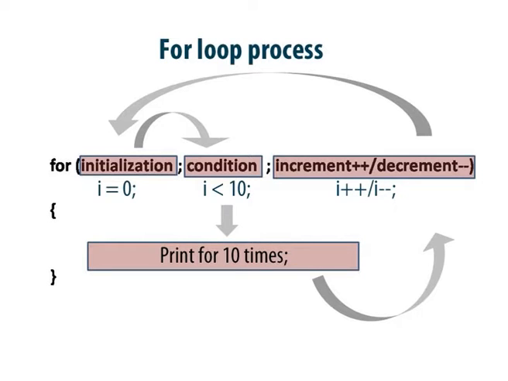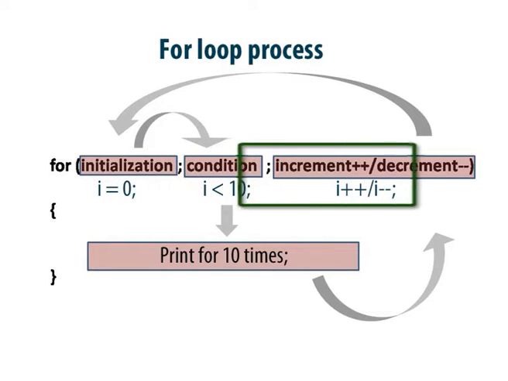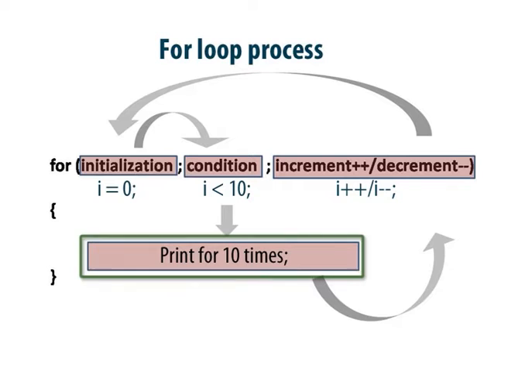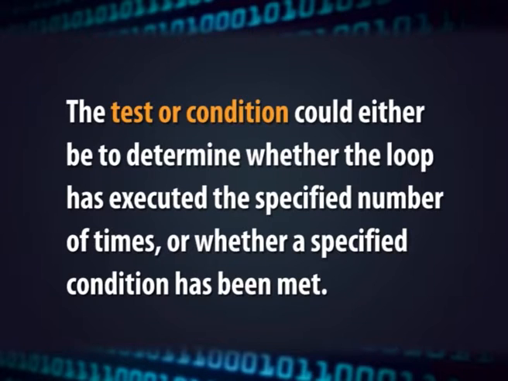The loop process in general includes: first, setting and initializing a counter variable; second, testing the condition; third, incrementing the variable; and fourth, execution of the operation. The test could either be to determine whether the loop has executed the specified number of times or whether a specified condition has been met.